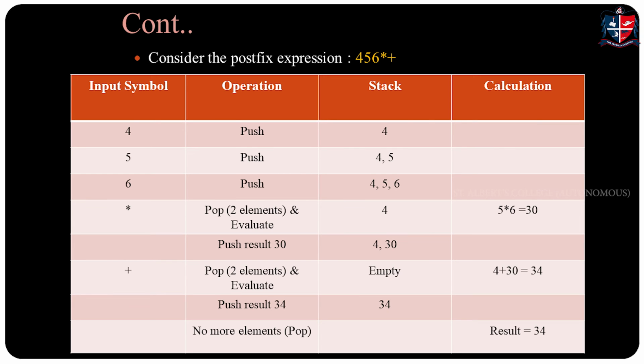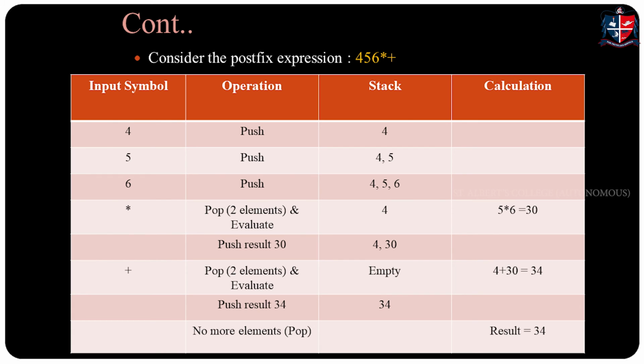Then the multiplication operator comes. It is an operator, so we pop the top two elements and perform that operation. In the stack, the top two elements are 6 and 5. Multiplying 6 and 5, we get 30, and the result 30 is pushed onto the stack. Now our stack elements are 4 and 30.